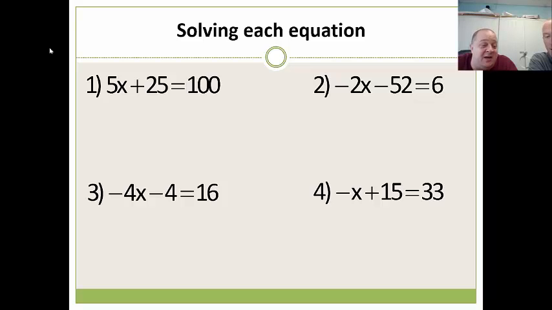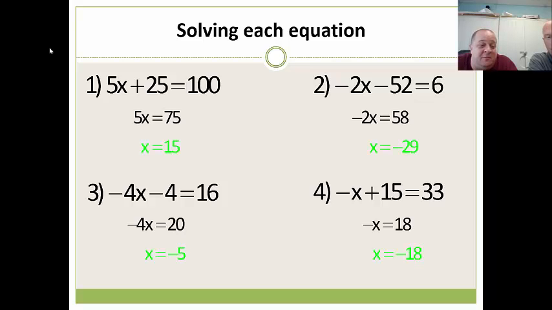Welcome back. Let's see how you guys did. Problem 1, we took away 25 from the left side, put it on the right side. 5x equals 75 and x equals 15 when we divided both sides by 5. Number 2, we started with a negative problem. We had negative 2x minus 52 equals 6. Negative 2x equals 58 because we added 52 to the right side. And then we just divided, and we got x equals negative 29.